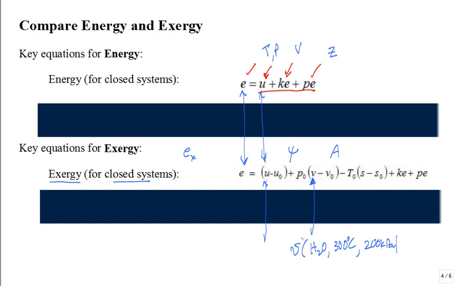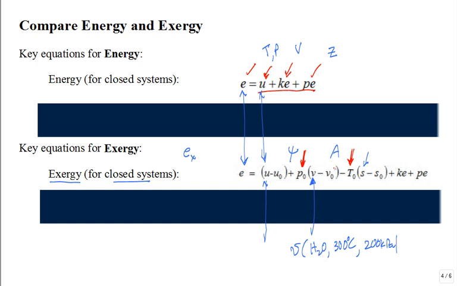And what about S? What is S? Entropy. So this is a really different type of property. Exergy depends on U, V, and S of the system in its current state. But it also depends on P naught. What is P naught? Ambient environment pressure, typically around 100 kilopascal.